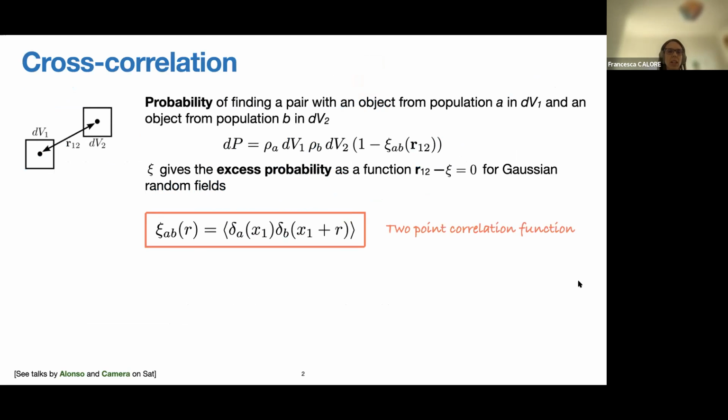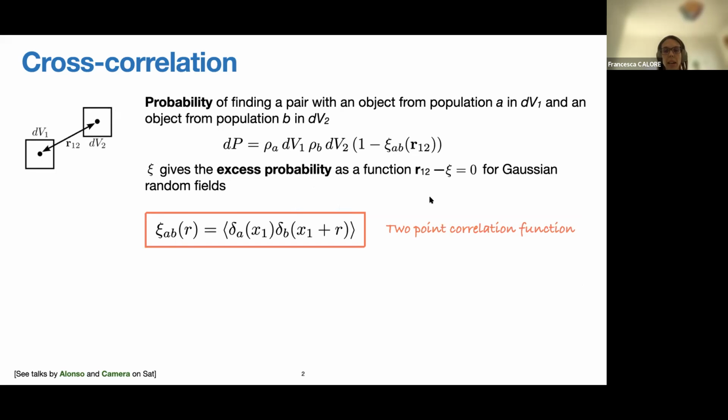Just a short introduction to the cross correlation: how we can use the two-point correlation function to define the probability of finding a pair of an object from a given population A in a given volume 1 with an object from a population B in a volume 2. This probability is finite, and it relies on the possibility of having an excess of cross correlation between the two populations, which is this quantity xi here.